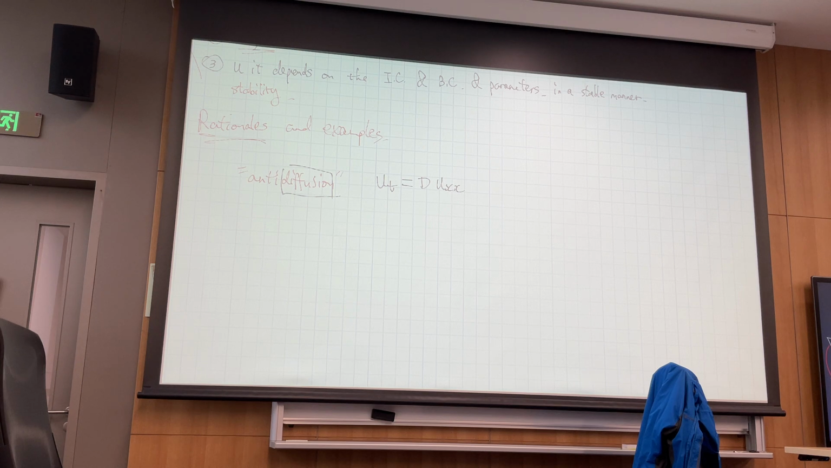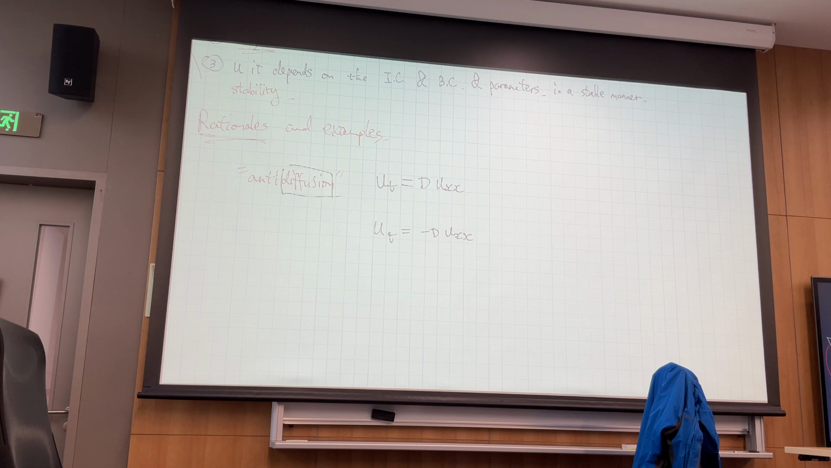Then what would you expect for the anti-diffusion? Why is there a minus sign? Because we expect the flow to go completely in a reverse fashion, right? That's u_t actually equals to minus D u_xx.